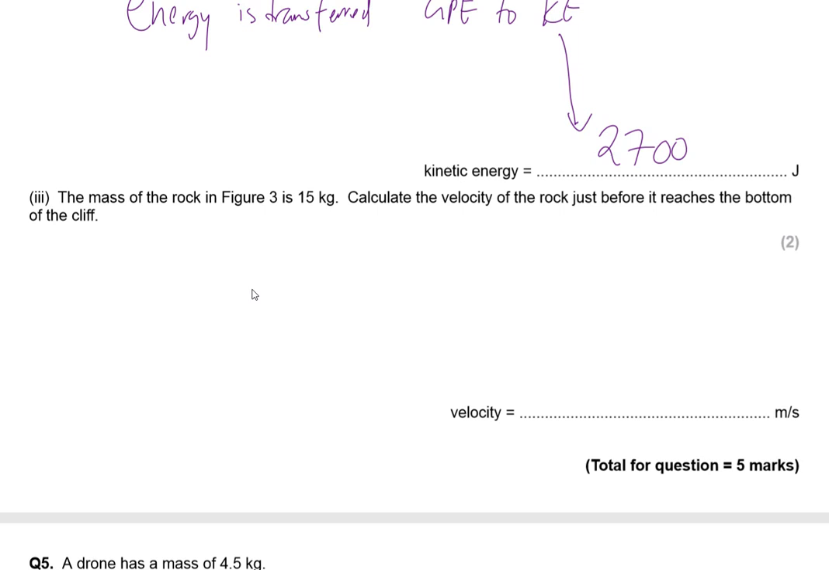Now, what's the velocity? Again, the kinetic energy equation, we need to know that: half mv squared. So kinetic energy we know, it's half times 15 times v squared. So 27 times 2. Again, when we get rid of the half, it becomes a 2.